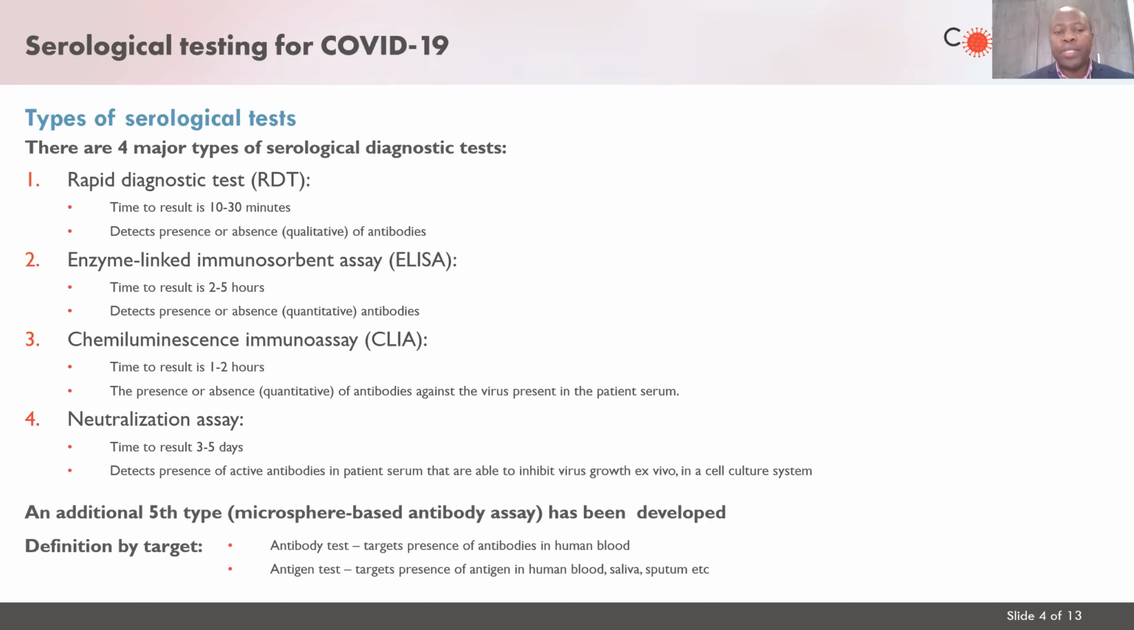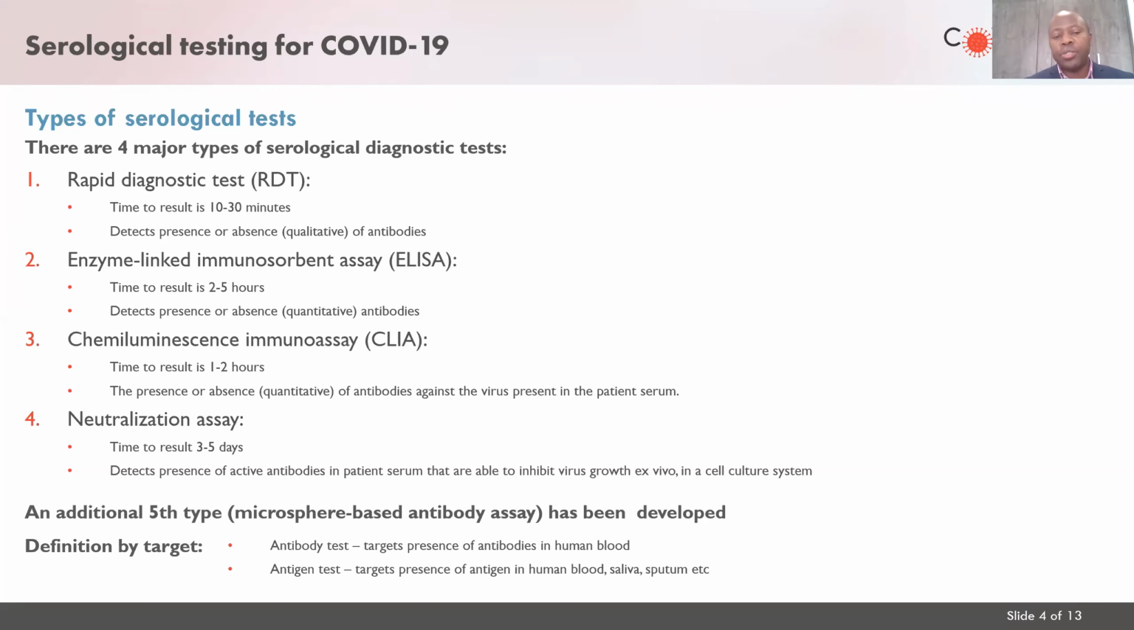Then the second group is the enzyme-linked immunosorbent assay, commonly known as ELISA. This takes around 2 to 5 hours. It detects presence or absence of antibodies, and it is quantitative in nature. Then the chemiluminescence immunoassay, it takes around 1 to 2 hours. It's quite faster than the ELISA. And it also detects the presence or absence of antibodies against virus present in the patient serum.